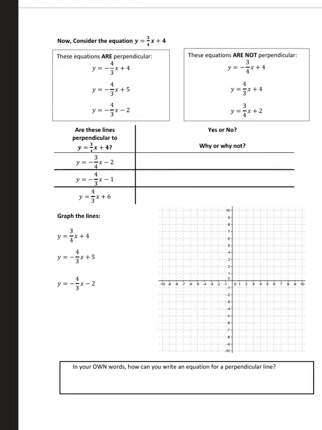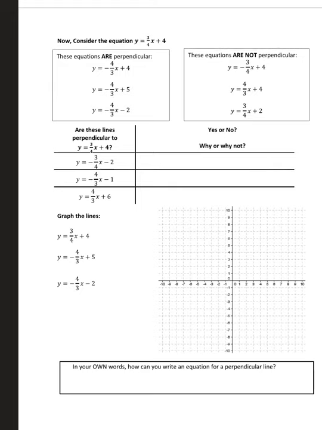So perpendicular lines, let's see if we can figure out this pattern here. I want to use y equals 3 over 4x plus 4 as my example equation. And I'm telling you that y equals negative 4 over 3x plus 4, negative 4 over 3x plus 5, negative 4 over 3x minus 2. These lines are all perpendicular to this one. Okay, I'm telling you that.